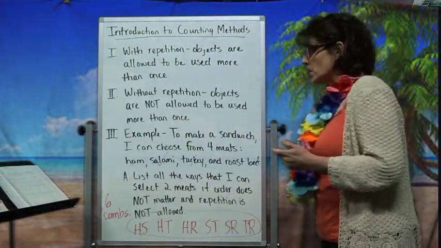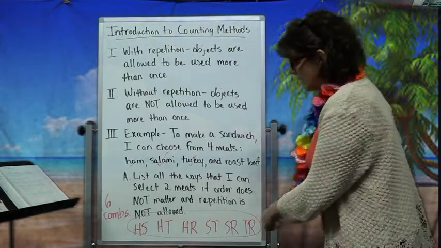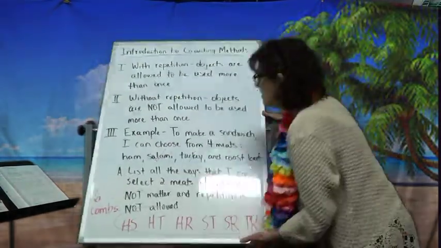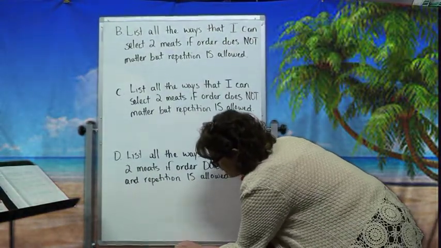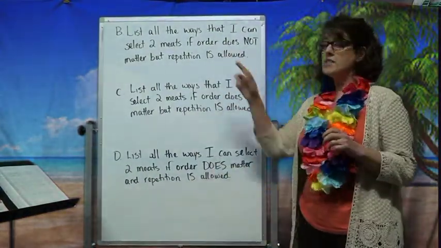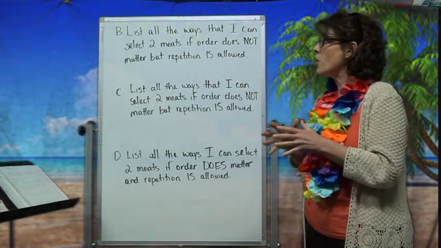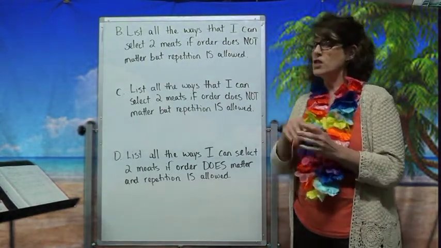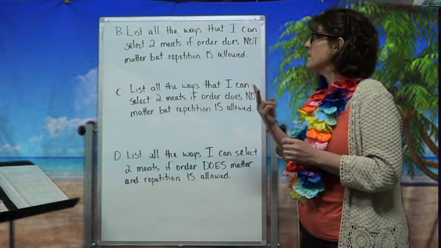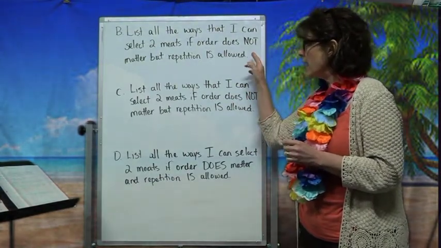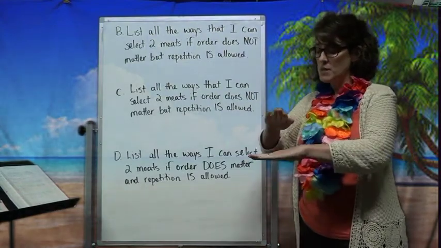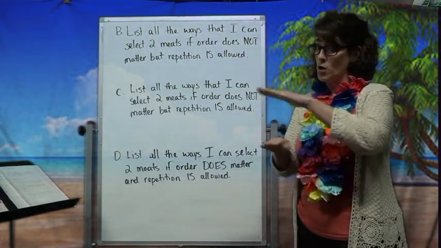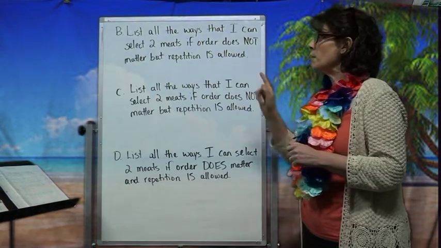Okay, so let's take a look at another situation where we're going to flip it around now and literally flip our board. This is the super coolest board I've ever seen. And so now in this situation it says let's list all the ways that I can still make my sandwich and still select 2 meats, but this time order doesn't matter, repetition is allowed. So if order doesn't matter, remember that means that ham salami is the same thing as salami ham, it's all the same, but repetition is allowed.